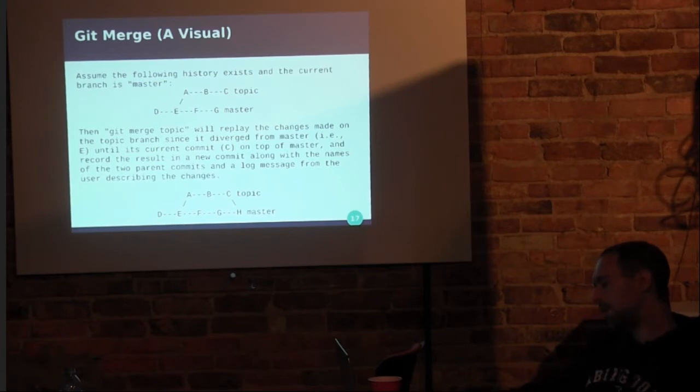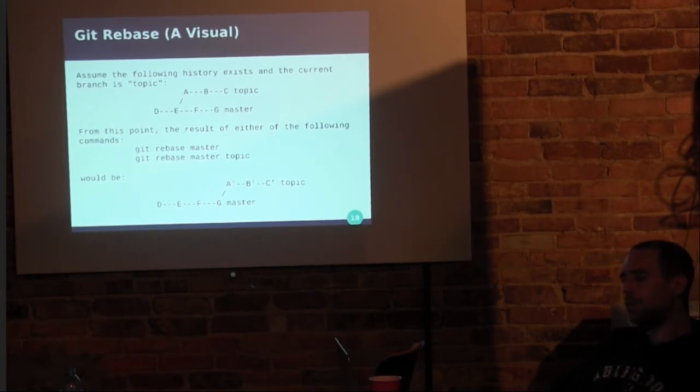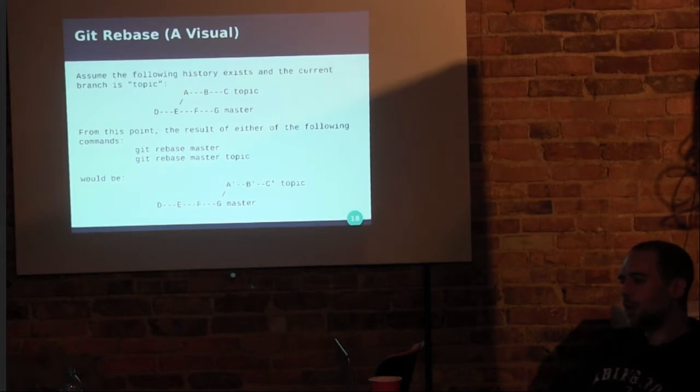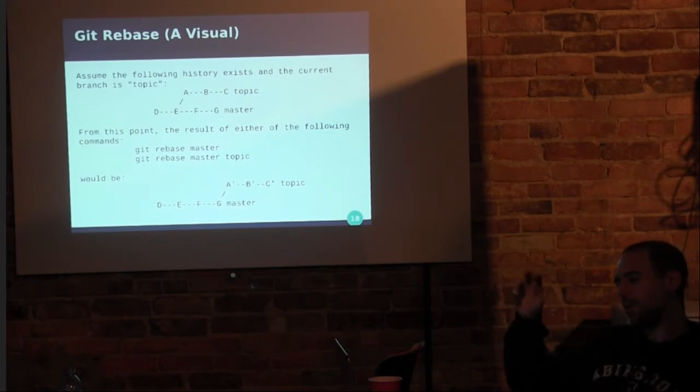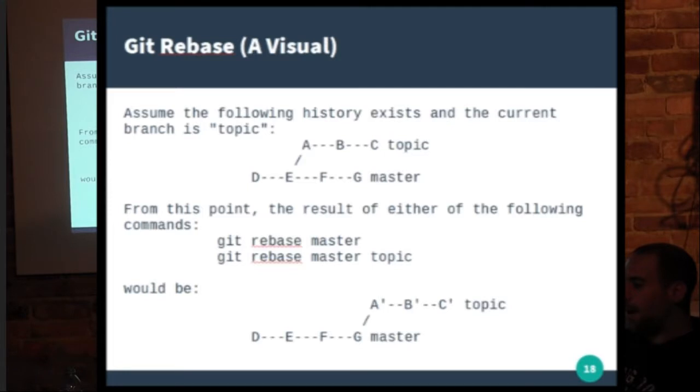But it's good to know it creates that commit H. Here's rebase, and rebase works differently. Again, like before, assume the following history exists in the current branch's topic. We have the same exact art here, D, E, F, and G. It diverged at E, and the topic commits have commit A, B, and C. From this point, the result of either of the following commands, and I would use the first one typically.